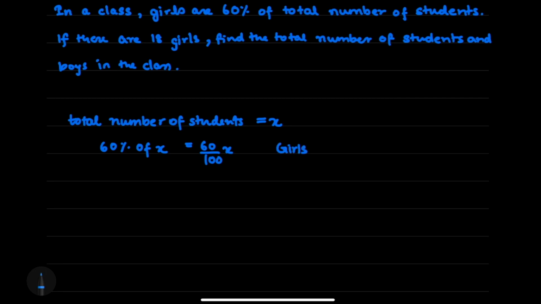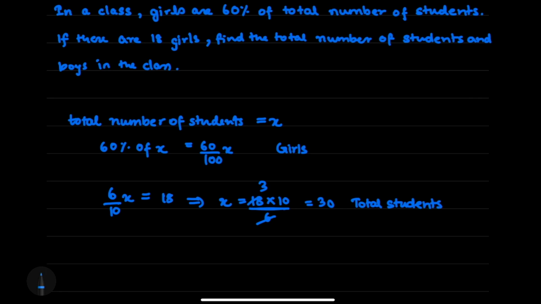And then it says that the number of girls in the class is 18. So we can equate these two. So 6 by 10 x is equal to, I've just removed the zeros, 6 by 10 x is equal to 18. We'll simplify this to get the value of x as 18 into 10 by 6. And x comes out to be 30. So that is the total number of students.